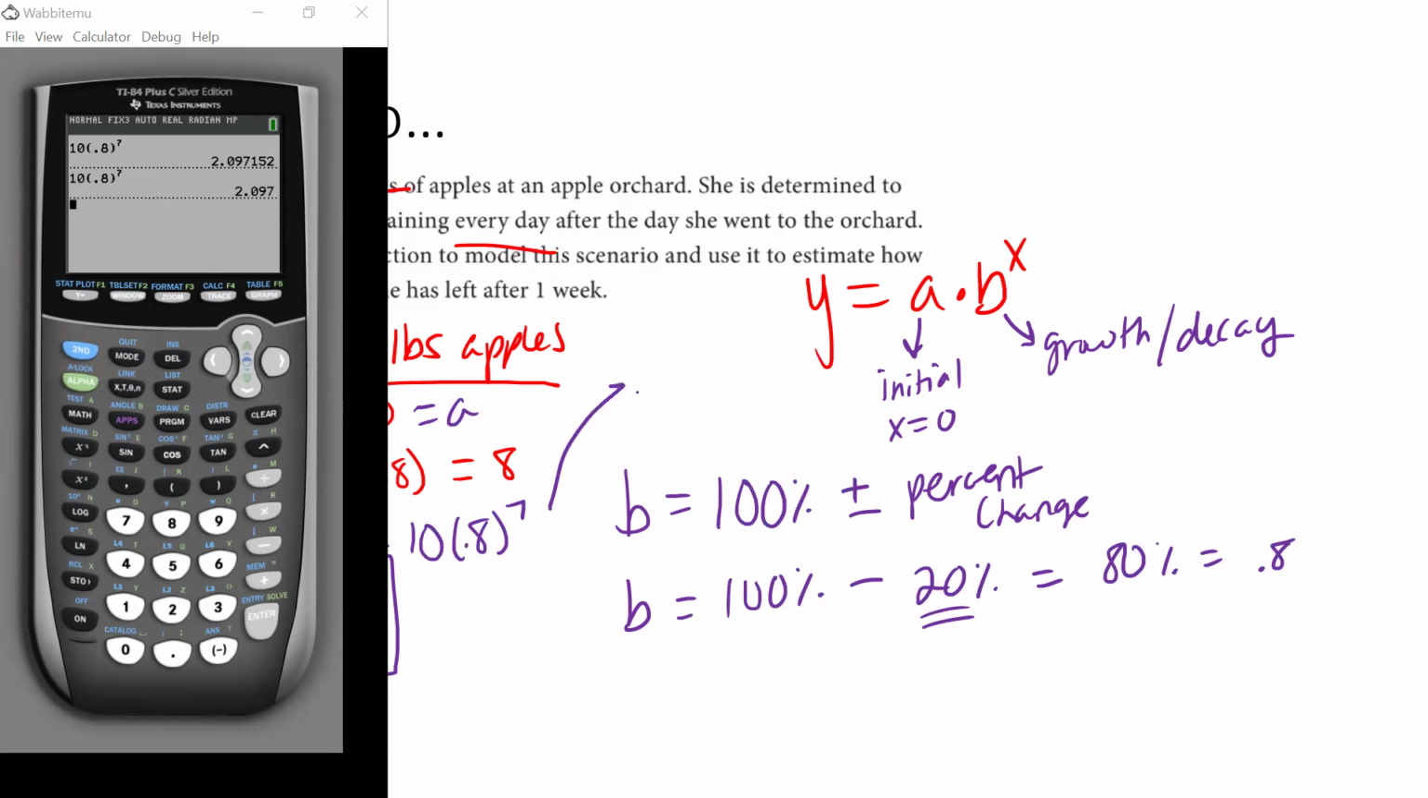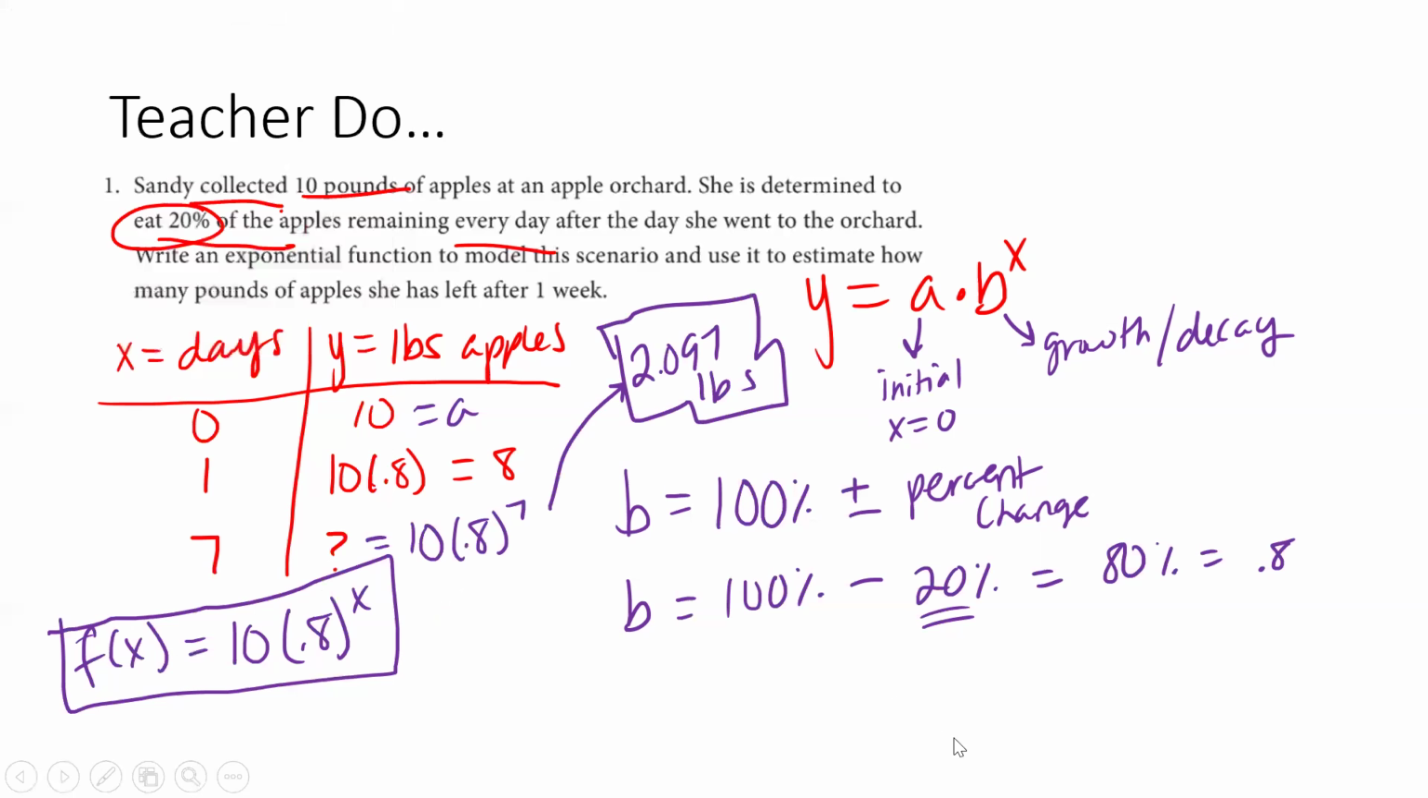I don't have any room to write it, so I'm going to write it right here. 2.097 pounds remaining. Was it terrible? No, was it? Not at all. Okay, as long as I have my A and my B, I can write the expression. Make sense? Okay. All right.